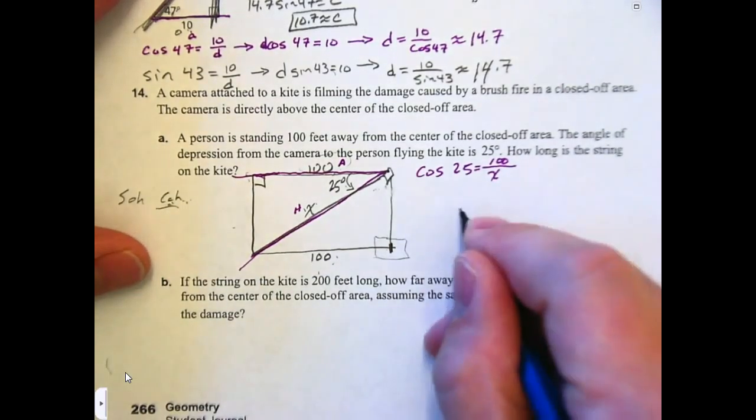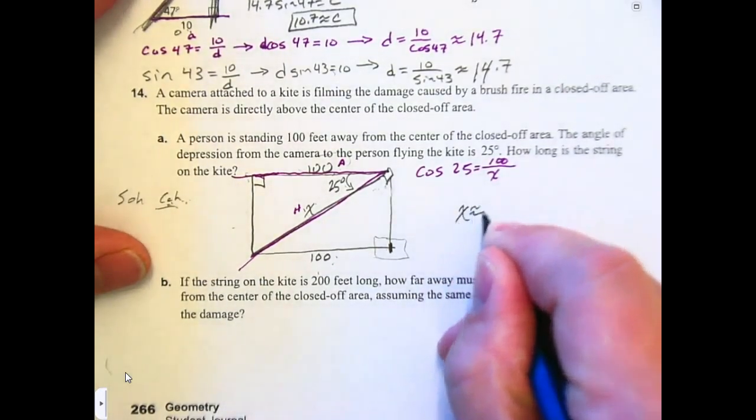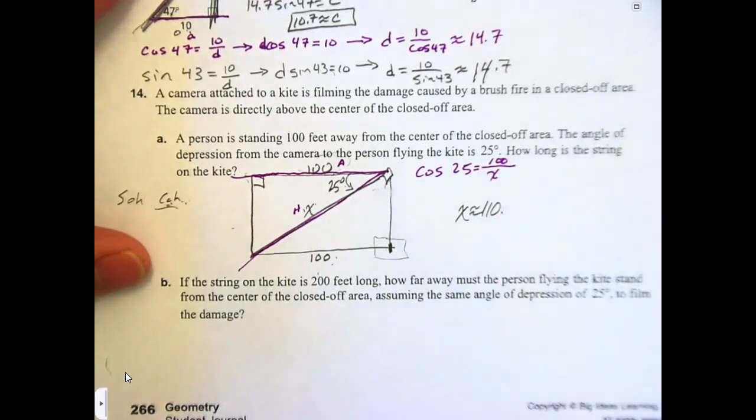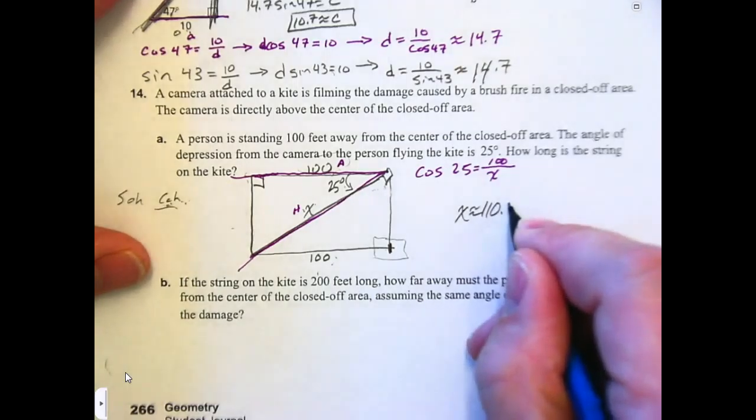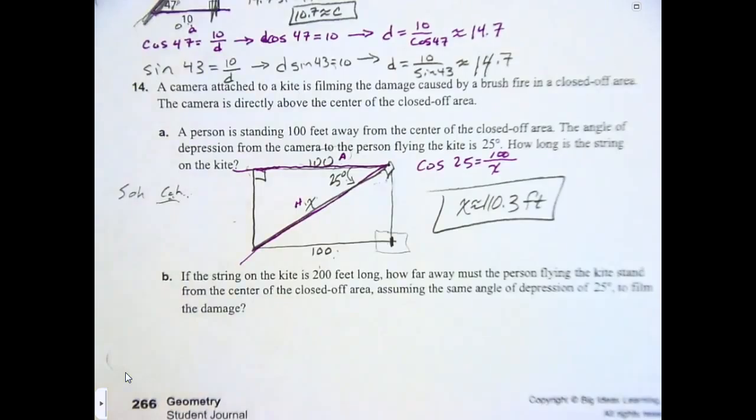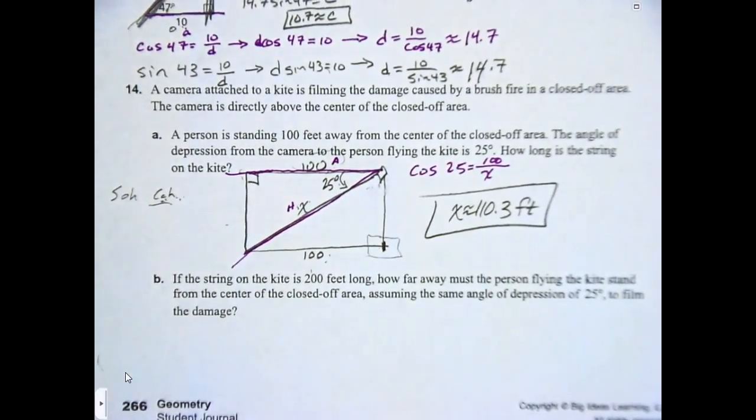All right, what's x? 110.3. Okay, we'll leave it there. I'll let you do part B on your own if you'd like. Any questions?